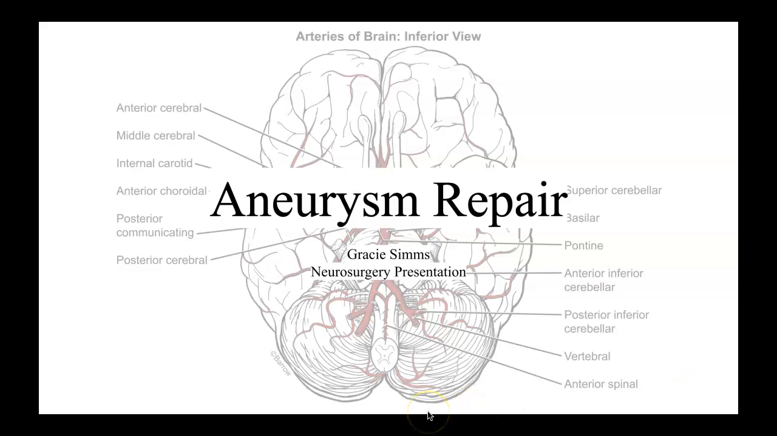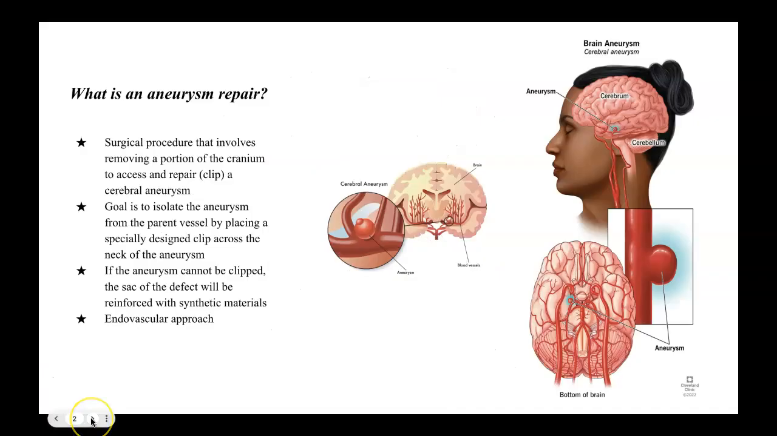Hi, so this is my neurosurgery presentation on a cerebral aneurysm repair. So what is an aneurysm repair? It is a surgical procedure that involves removing a portion of the cranium to access and repair or clip a cerebral aneurysm. So it's performing a craniotomy to access a cerebral aneurysm.